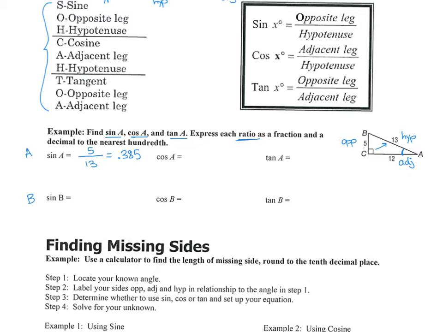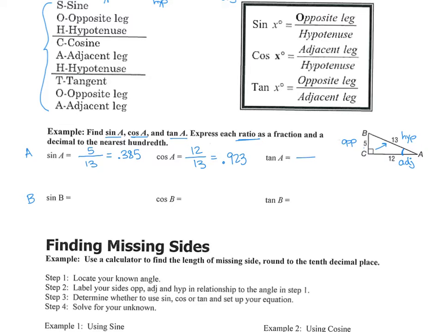Let's do cosine of A next. Cosine, look up above, is adjacent over hypotenuse. So I'm going to enter my adjacent leg, which is 12, and my hypotenuse is 13. So cosine of A is the ratio 12 over 13, and as a decimal, that's approximately 0.923.